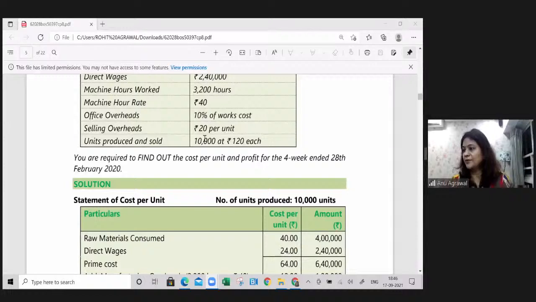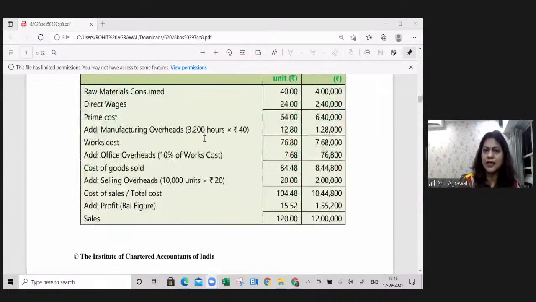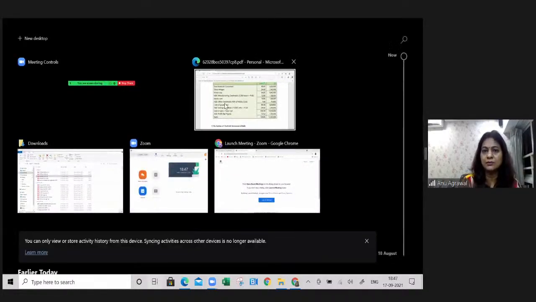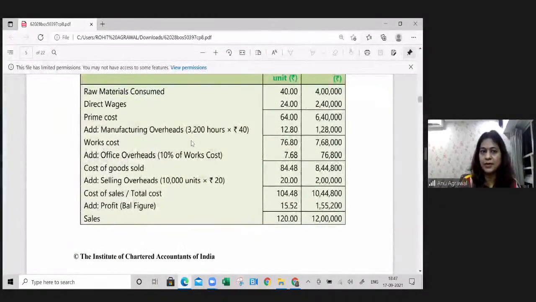Thank you so much, Rahul. I feel so happy. Yes, Shivani, manufacturing overheads is nothing but factory overhead. So I hope everybody is very clear. It's very, very, very simple, right?